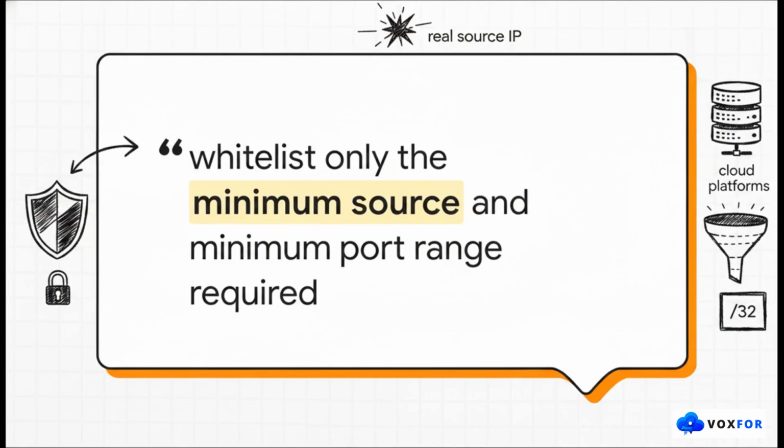As we wrap up this explainer, let's anchor ourselves with this core operational security mindset. The safest pattern is to identify the real source IP and whitelist only the minimum source and minimum port range required. It's absolutely crucial. Always strive for a stable source address, use that /32 CIDR notation we talked about, and wholeheartedly embrace the principle of least privilege. Narrow rules are secure rules for sure.